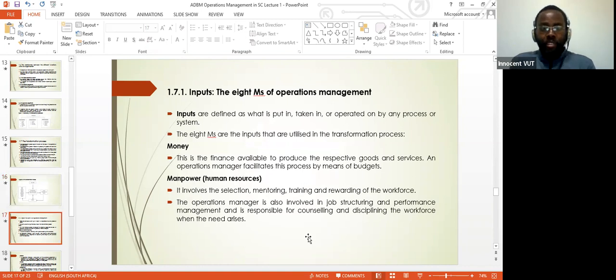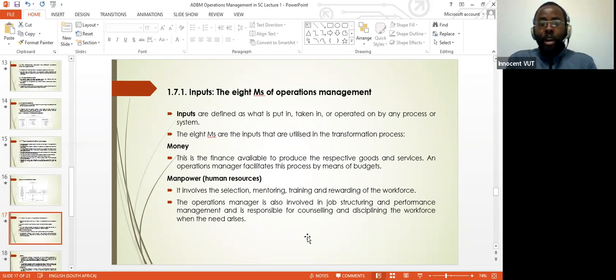Right, let's have a brief look at the 8 M's of operations management. Inputs are defined as what is put in, taken in, operated on by any process or system. The 8 M's of the inputs are utilized in the transformation process. The first one is money. This is the finance available to produce the respective goods and services. An operations manager facilitates this process by means of budgets. So that's the first M, money, the finance. It comes from the finance department.